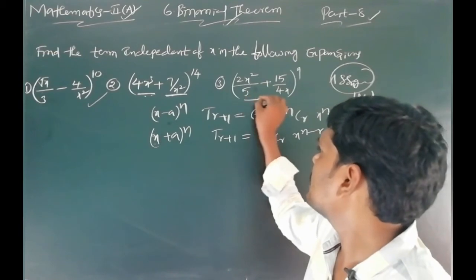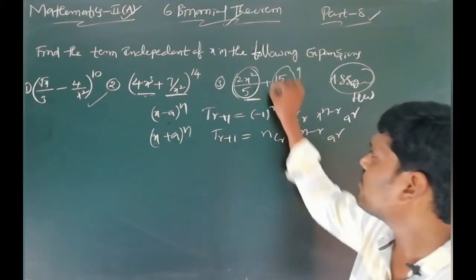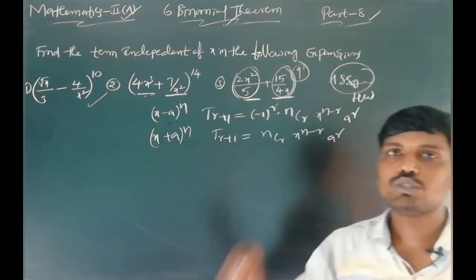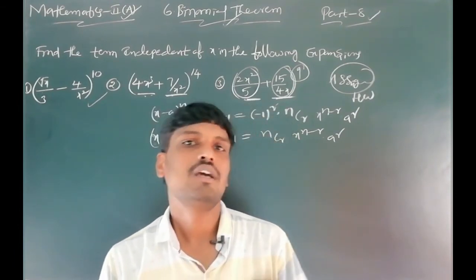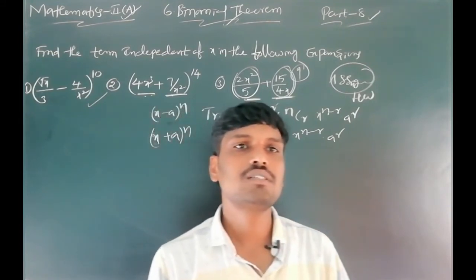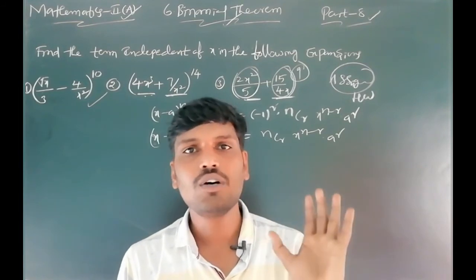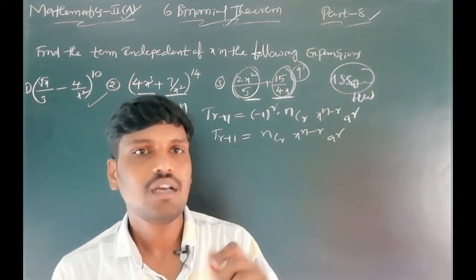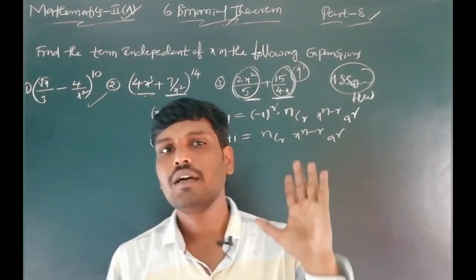The next problem is a similar model. The x value is 2x square by 5, a value is 15 by 4x, and n value is 9. Substitute in the general term of the expansion of (x plus a) whole power n, and you get constants and x terms separately. Put the power of x equal to 0 and you get the r value. Substitute that r value in the general term and you get the independent term or constant term.